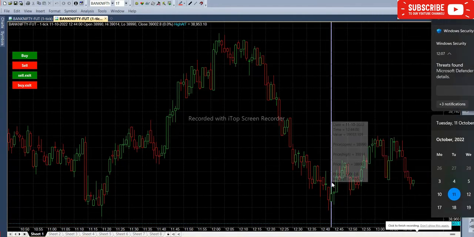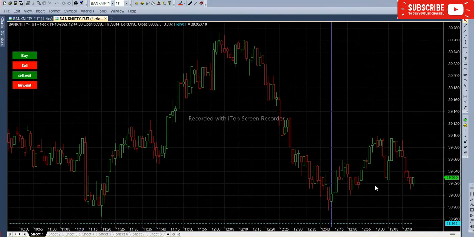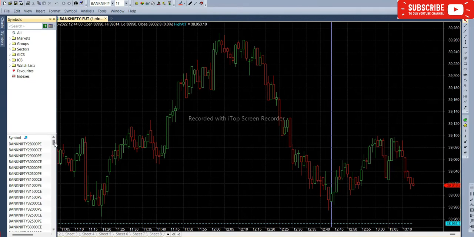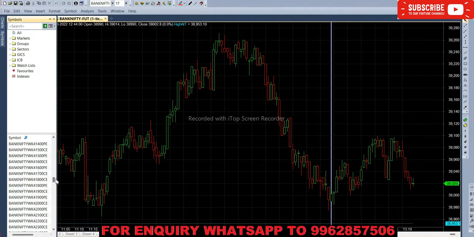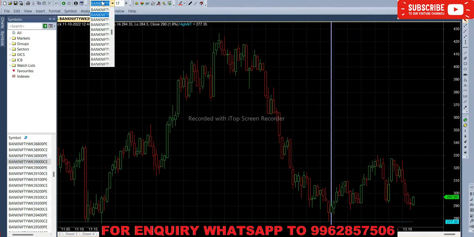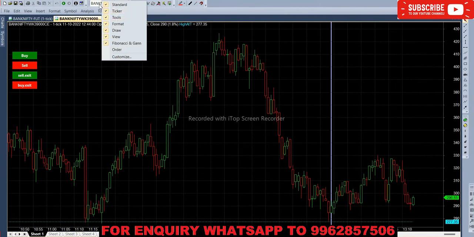Today it is 11th October and today we are trading with Bank Nifty options in the weekly contract in the afternoon session. Market price is 39,022, where we are at the money, that is the 39,000 call option and 39,000 put option. First we have to select the call option, that name weekly call option. So 39,000 weekly call option, then you have to copy the symbol.